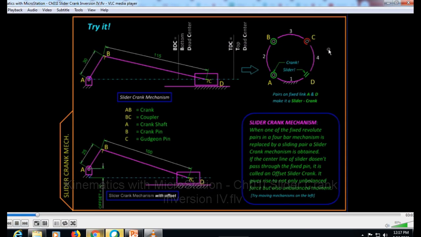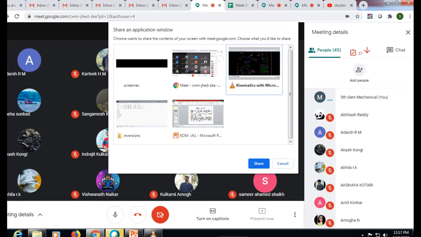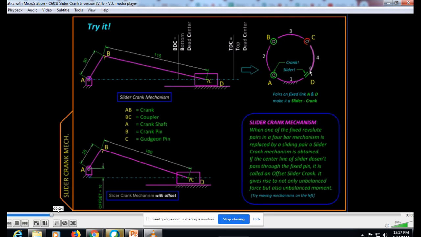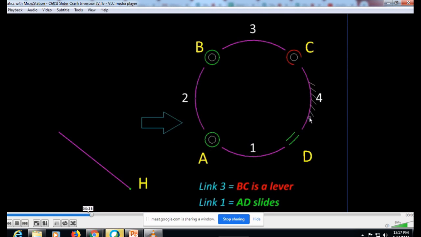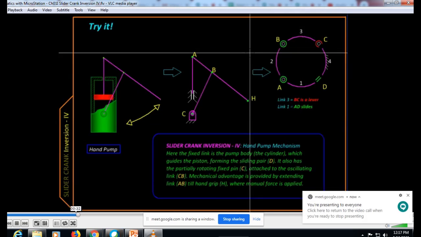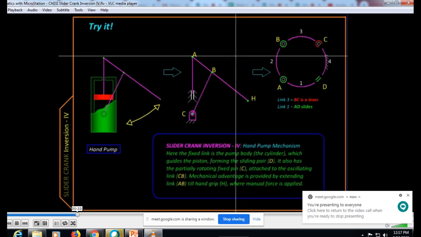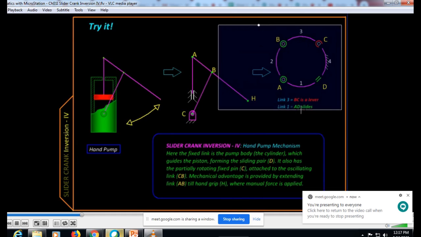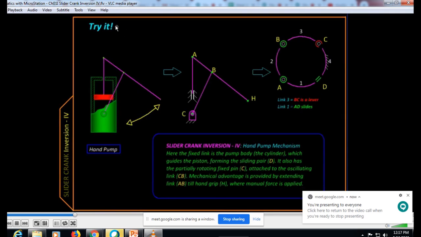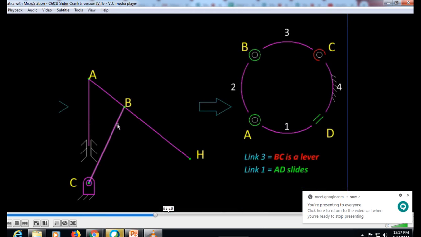The basic slider crank mechanism, where we have a fixed link, and on one side it has a crank, and on the other there is a slider. So you can see the pendulum hand pump, which is the hand pump used for bore water in the villages. You just oscillate this crank, and automatically the lever moves, and you can draw the water from the ground. The same thing is shown here. Looking at it in a little more detail, you can see this link is going to oscillate in this manner.